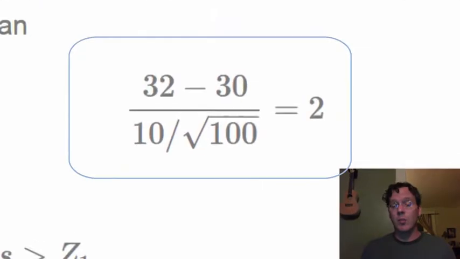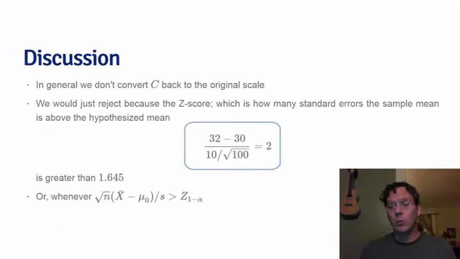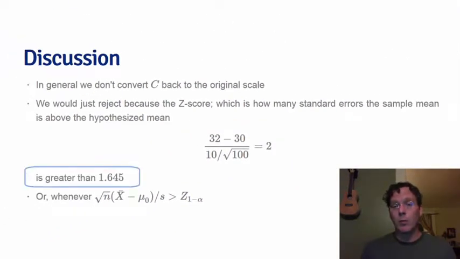So take this specific example. If our observed sample mean was 32, our hypothesized mean is 30, and our standard error is 10 divided by square root 100, where in a real problem, the 10 would be estimated from the data, so it would be the sample standard deviation, this works out to be 2. This is greater than 1.645. The chance of this occurring is less than 5%. So we're going to reject the null hypothesis. I should reiterate, the chance of this occurring under the null hypothesis is less than 5%. So we're going to reject the null hypothesis in favor of the alternative hypothesis.